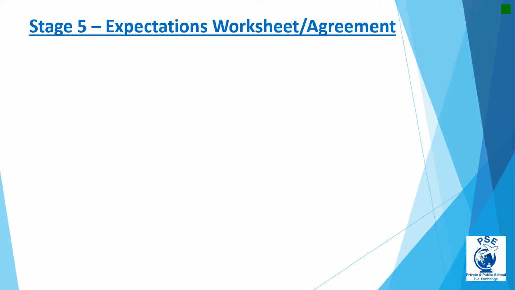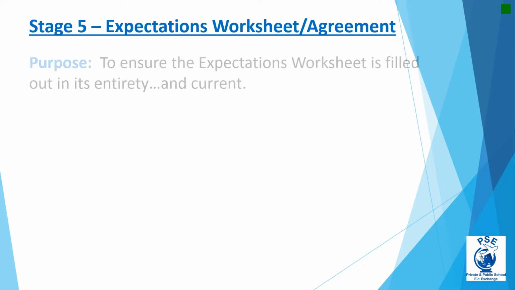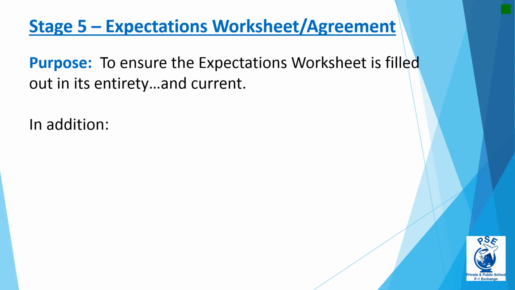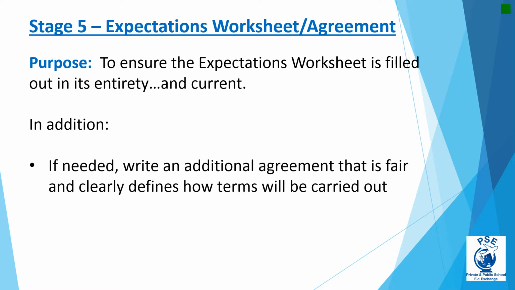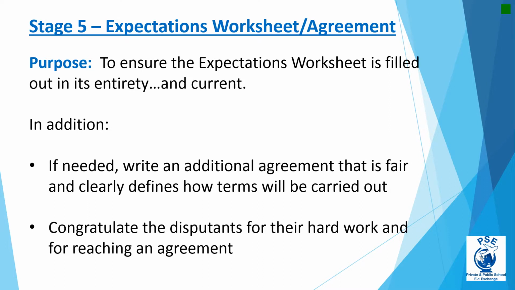Stage 5, Expectations Worksheet, and the option of writing an agreement, which would be optional for the host family, but might be a requirement for the student if a positive action plan, or PAP, is required. The purpose of Stage 5 is to make sure the Expectations Worksheet is filled out in its entirety and current. If needed, write an additional agreement that is fair and clearly defines how terms will be carried out. And congratulate the disputants for their hard work and for reaching an agreement.